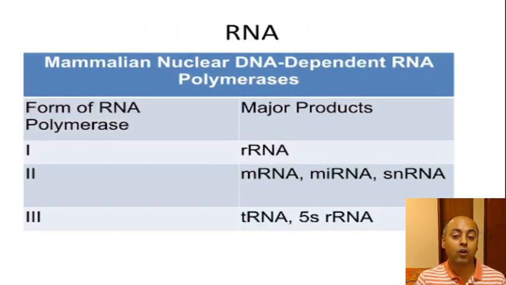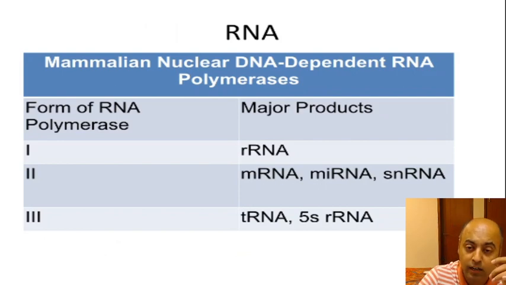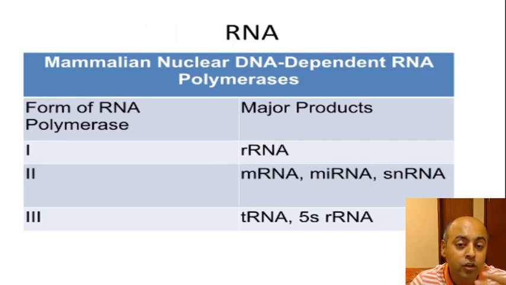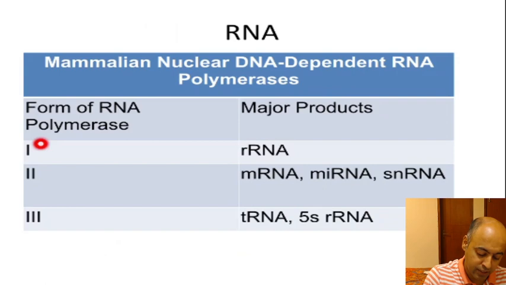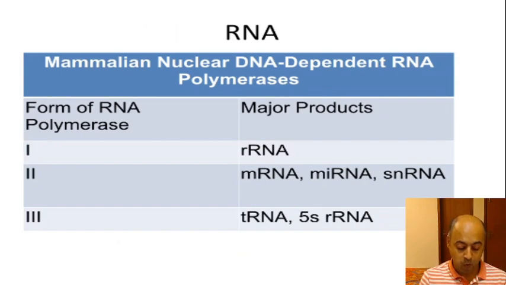Then we move on to RNA. In case of RNA, what you have to remember, inside the prokaryote, we have only one type of RNA polymerase, which makes the RNA. On the other hand, if you talk about the eukaryotic or the nuclear RNA polymerase, here we have multiple types of RNA polymerase, type 1, type 2, type 3. So different types of RNA polymerase are there.